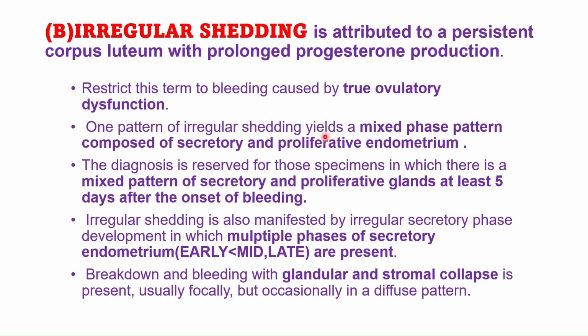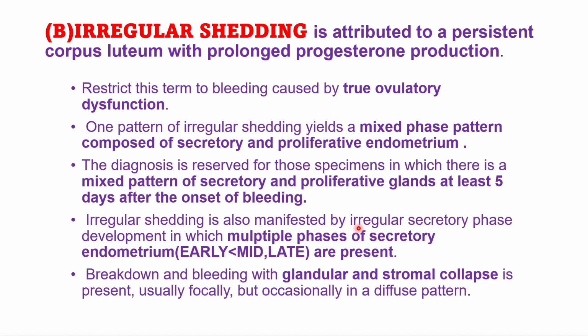One pattern of irregular shedding yields a mixed phase pattern where we find secretory and proliferative endometrium. The diagnosis is reserved for those specimens in which there is a mixed pattern of secretory and proliferative glands at least 5 days after the onset of bleeding. So even after 5 days of onset of bleeding, there is a mixed pattern where we find secretory as well as proliferative glands in a single endometrial biopsy.